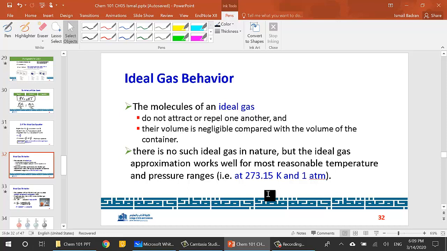Some of the characteristics of this gas: first of all, the molecules don't attract or repel each other. The assumption here is that there are no repulsion or attraction forces. The other thing is that the molecule size is very small, so we assume that the molecules have no size, and therefore the volume of the molecules is negligible compared to the volume of the gas.